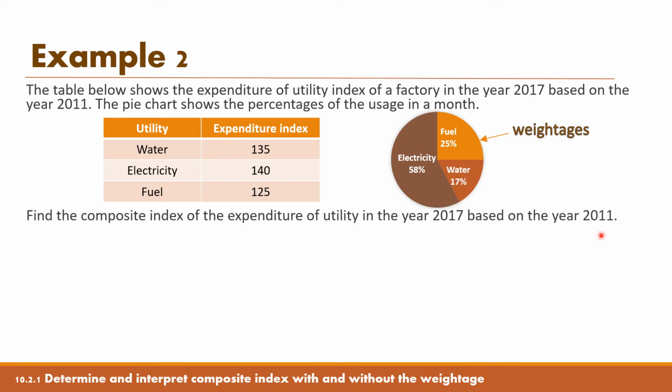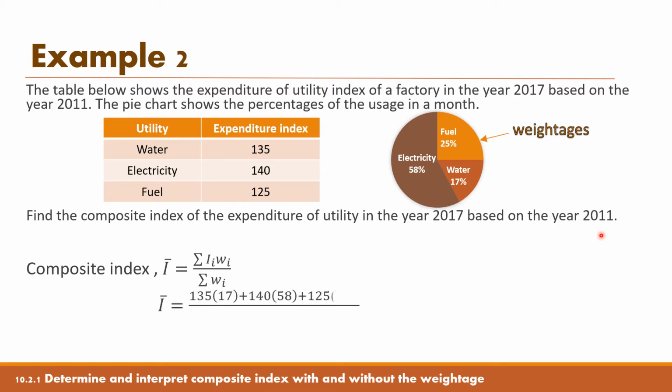Again, by using the composite index formula, by substituting the value of index for each utility item, we will have 135 multiplied 17 plus 140 multiplied 58 plus 125 multiplied 25 over the summation of the weightage, which is 17 plus 58 plus 25. And this will be equivalent to 100, as this is the percentage. By using calculator again, we will easily get the answer, which is equivalent to 135.4.